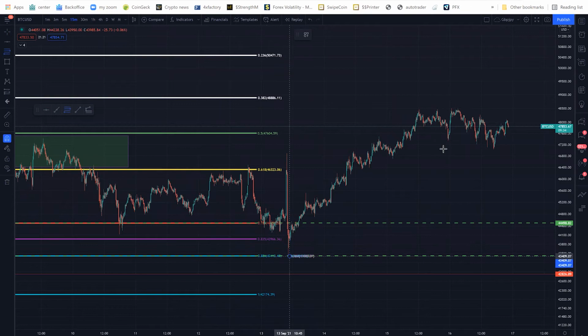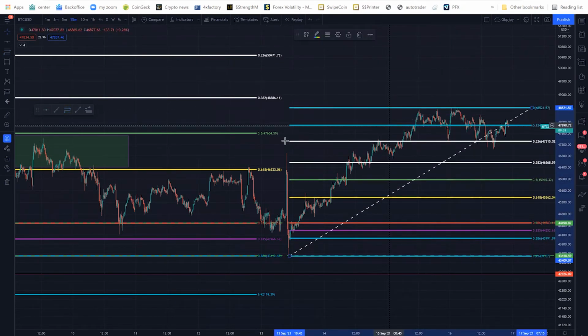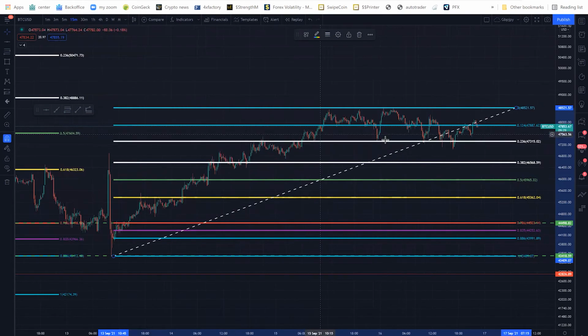We got our low point here. We go to the high point here. What is price doing? It's sitting on the 236. What do we know about the 236 level? For this to be an actual pullback, we needed to break past this 236 level. Price has touched the 236 on the 15-minute chart 1, 2, 3, 4, 5, 6 times roughly.